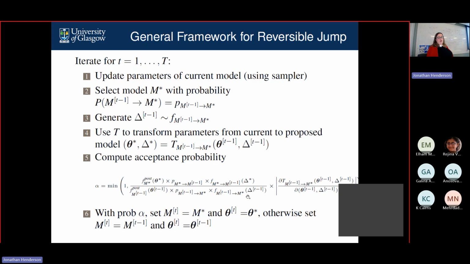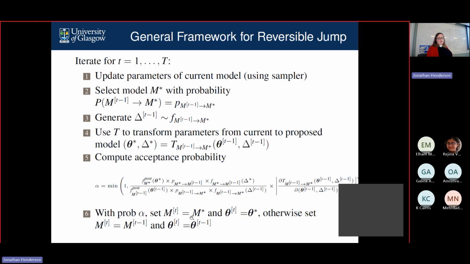And then we have essentially an updated version of the Metropolis-Hastings acceptance probability. We have the ratio of our posterior model probabilities. We then have the probabilities of going from the new model to the old model divided by the probabilities of going from the old model to the new model. And then there's essentially a correction for the fact that we're changing dimensions.